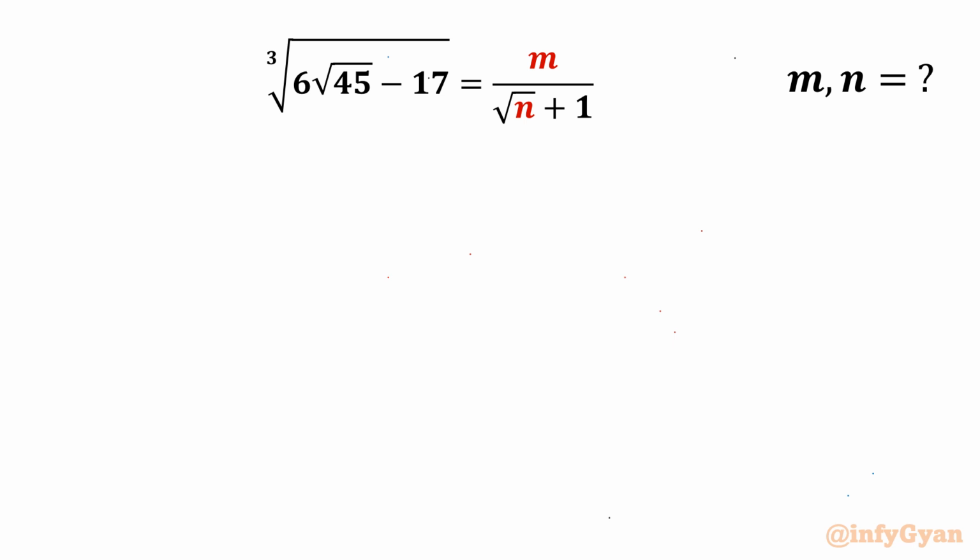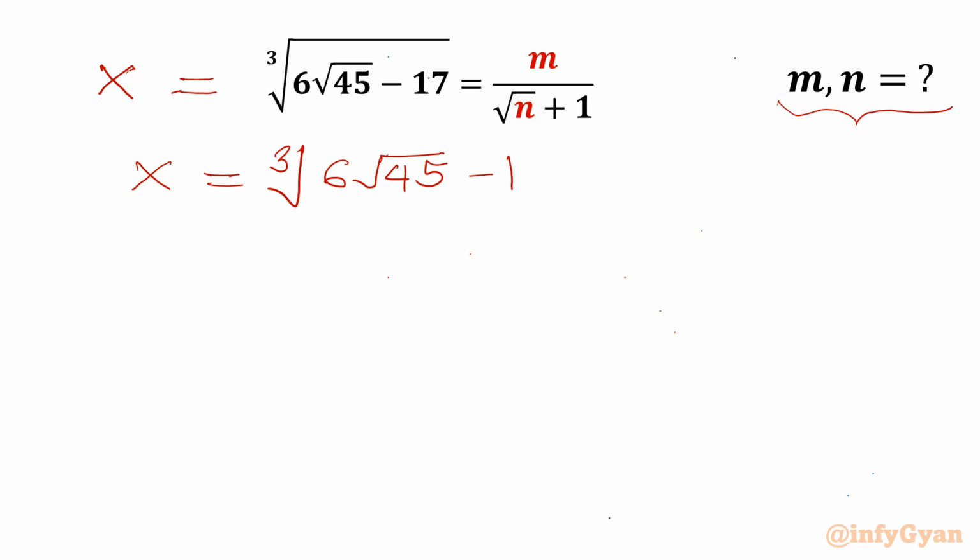In today's video, we have another challenging question from radical mathematics. Here we have to evaluate m and n. From the given equation, cube root of 6 root 45 minus 17 equals m over square root n plus 1. So let's get started by considering this cube root equal to x. So let me write here x is equal to cube root of 6 square root 45 minus 17.